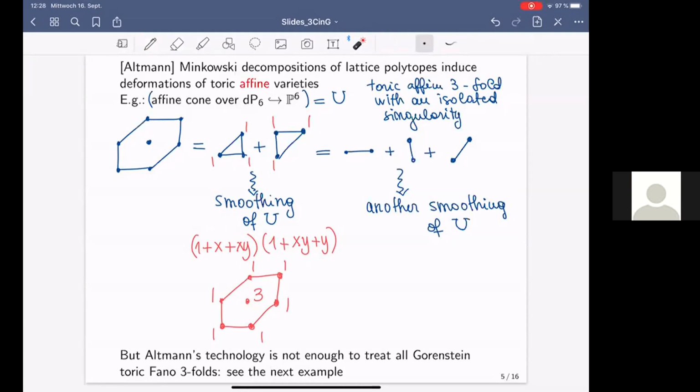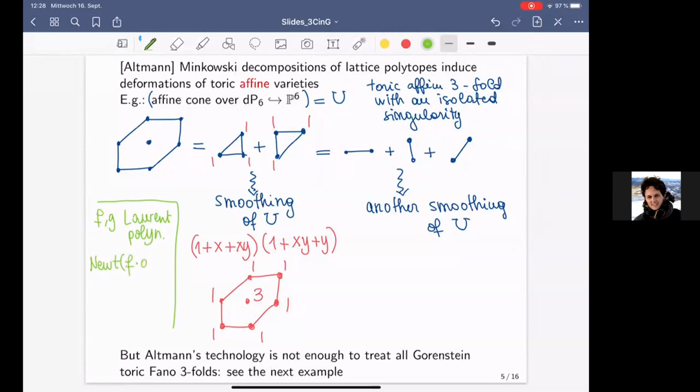Oh, sorry, can I ask a very basic question? So the fact that the Minkowski sum of these triangles corresponds to the product of these Laurent polynomials, is this a definition or is it a property? I would say it's a property. Okay. So in general, aside, if you have f and g Laurent polynomials, then the Newton polytope of f times g is the Minkowski sum of them. Okay, thanks.